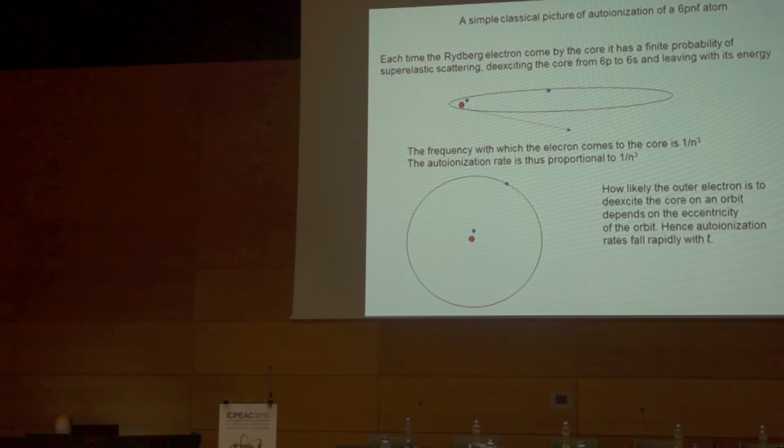But autoionization isn't the same for all the states, and it's interesting to consider a nice classical picture of this. So here I have my outer electron in an orbit. And you can think of autoionization as the Rydberg electron scattering from the barium plus ion, which is excited. If it undergoes a superelastic collision, it de-excites the barium ion, and it leaves with the energy. So that simple-minded picture tells you right away that the autoionization rate is proportional to 1 over n cubed, because 1 over n cubed is the Kepler frequency. Now, how likely the electron is to scatter depends entirely on the shape of the orbit. If it's a highly elliptical orbit, the Rydberg electron comes near the core, and if it's a nearly circular orbit, it never comes near the core. So you expect to have a 1 over n cubed scaling for the autoionization rate, and autoionization rates that fall very rapidly as a function of L.